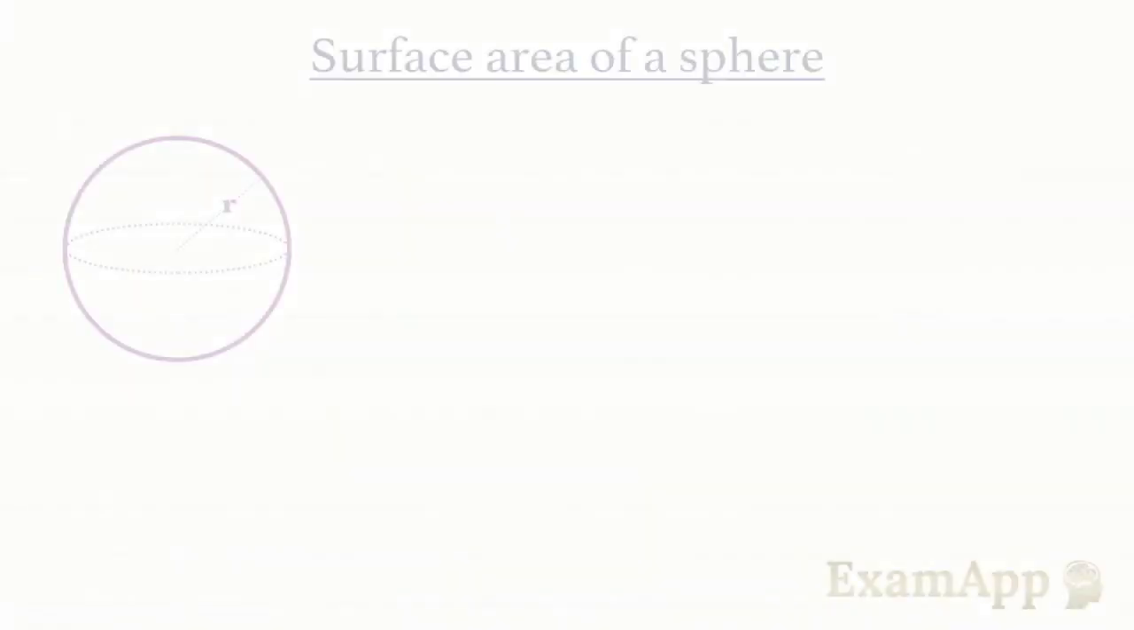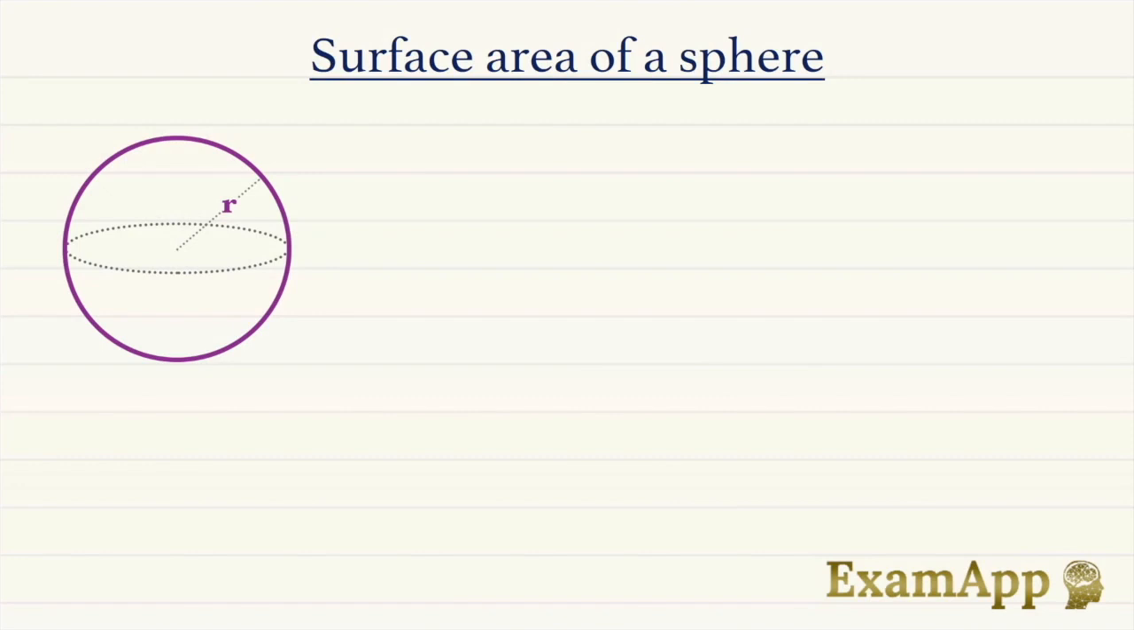You may also want to work out the surface area of a sphere. This would be like working out the area of peel on an orange, or the area of leather covering a football. We can calculate the surface area of a sphere using the equation 4 pi r squared.